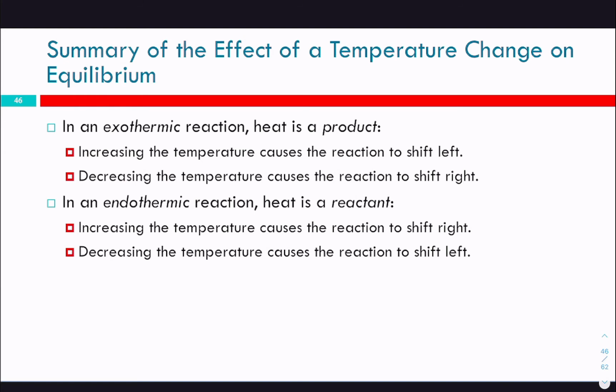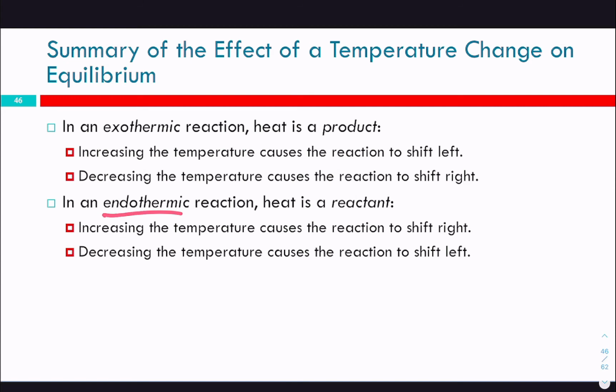So, summarizing, for exothermic reactions, heat is a product. And then it's just like changing the concentration of one of your products. Increasing the temperature is increasing the heat, so it shifts away from products. Decreasing temperature, you're removing heat, so you're removing one of the products, and it shifts to the right.